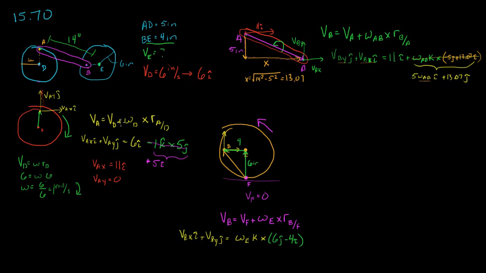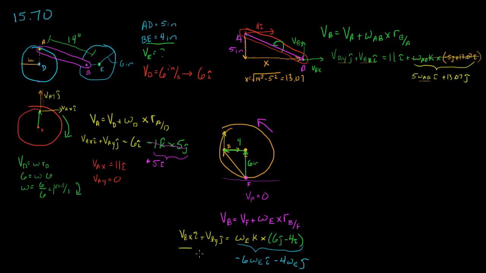And if we do this cross product right here, we're going to get 6k cross j, so a minus 6 omega E times i. And then we're going to have a k cross an i. So this is going to be a j, so minus 4 omega E j.